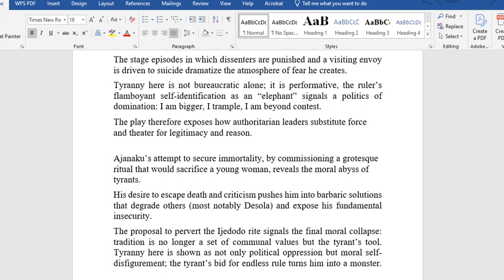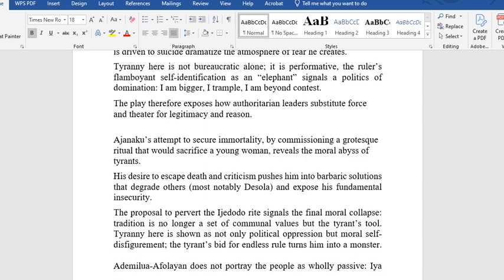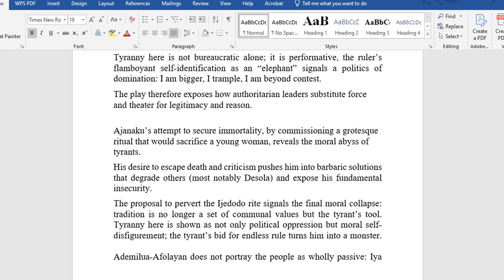Tyranny here is not bureaucratic alone, it is performative. The ruler's flamboyant self-identification as an elephant signals a politics of domination. I am bigger, I trample, and beyond contest. The play therefore exposes how authoritarian leaders substitute force and theater for legitimacy and reason.